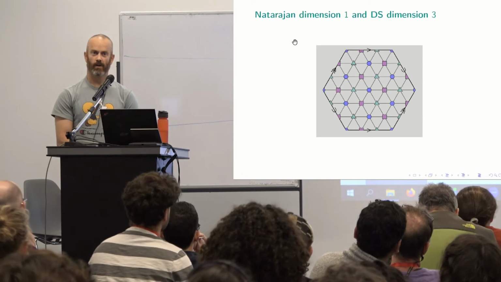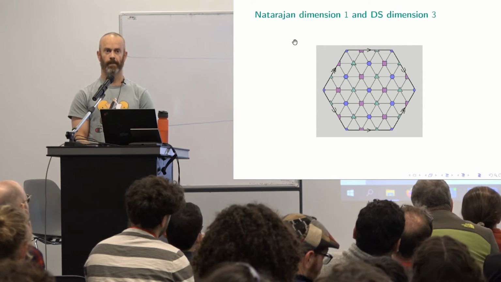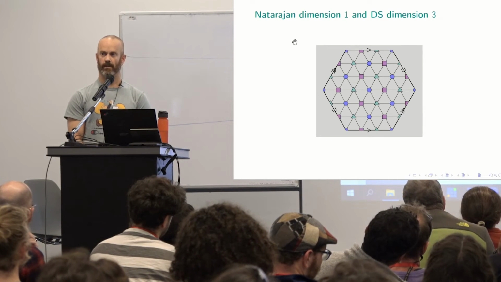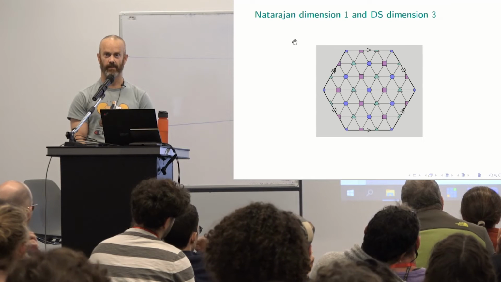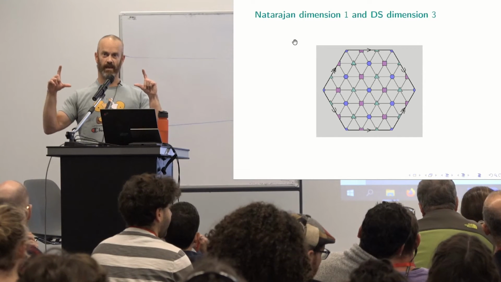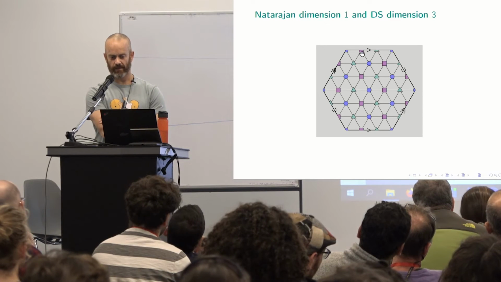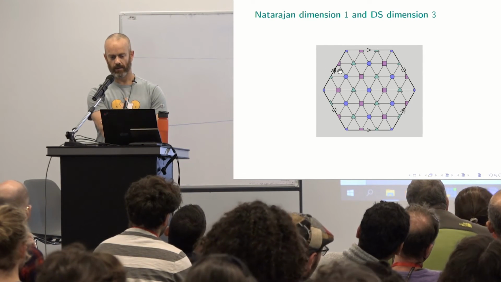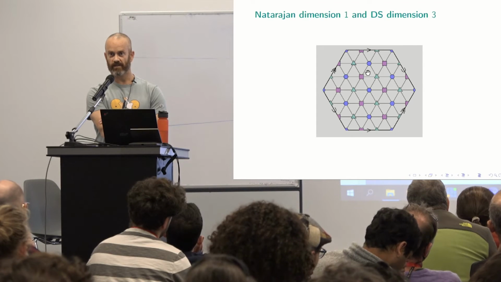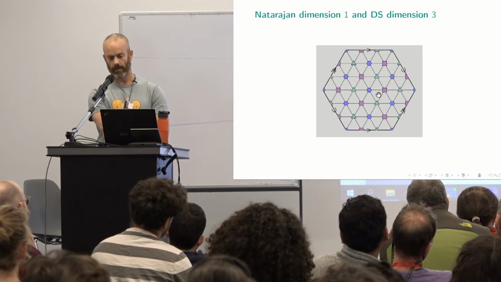Here is an example of a class with 54 words. The words are the triangles. It has Natarajan dimension 1, and the DS dimension is 3. So it's a two-dimensional object. Every word has 3 coordinates. The alphabet symbols, as Avi said, are the vertices in this graph, the things that have colors. The words are the triangles. Every word has 3 coordinates.